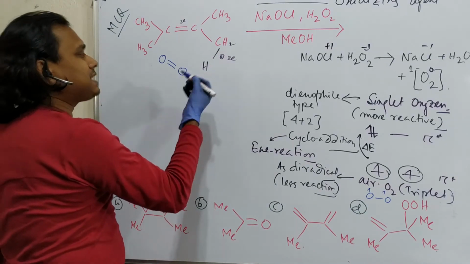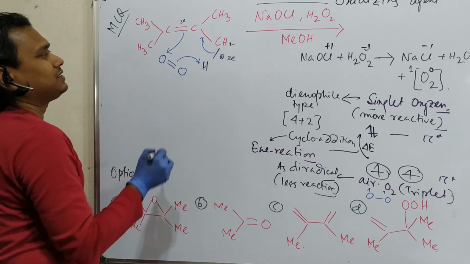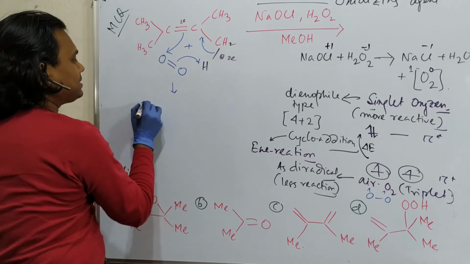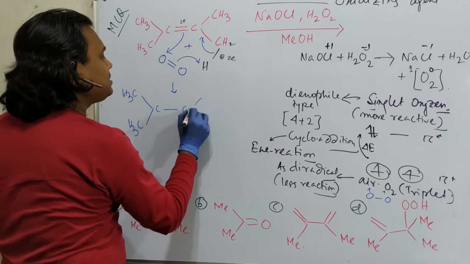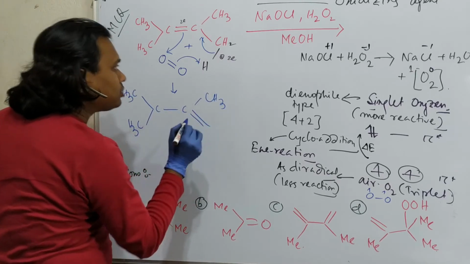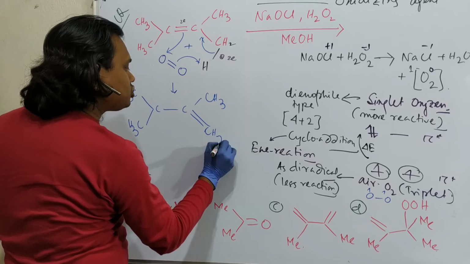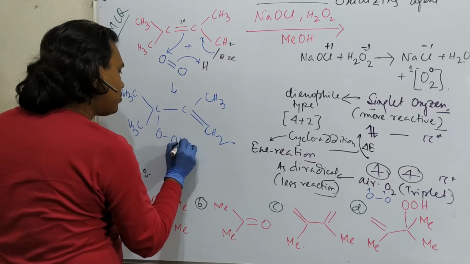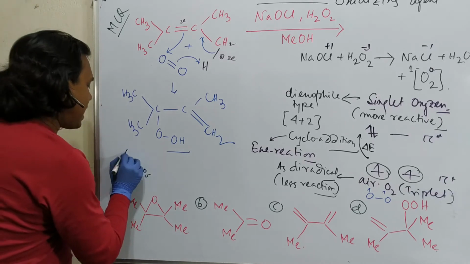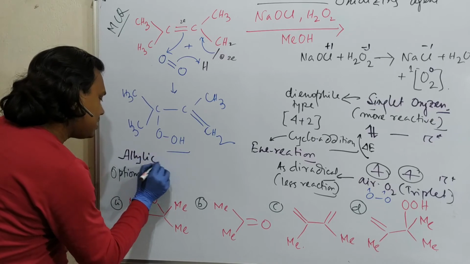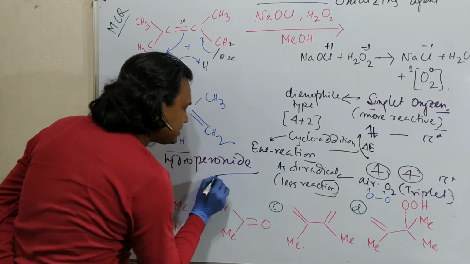So what happens? It's a pericyclic reaction, so you can consider this will come here, this will come here. So what is the product? The product is CH3, CH3, C=C, CH3, with the double bond shifted because a new bond is formed. In this case CH2 and here OOH. So you can consider this molecule as an allylic hydroperoxide. Okay, so this is the product.